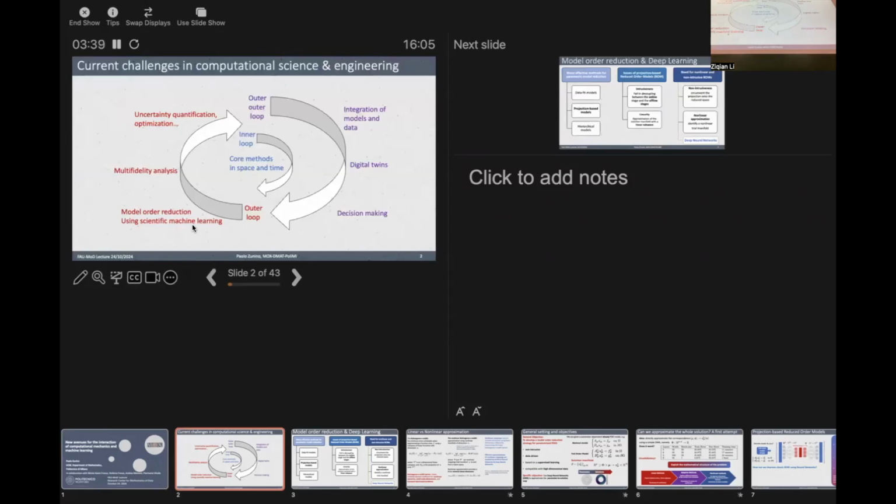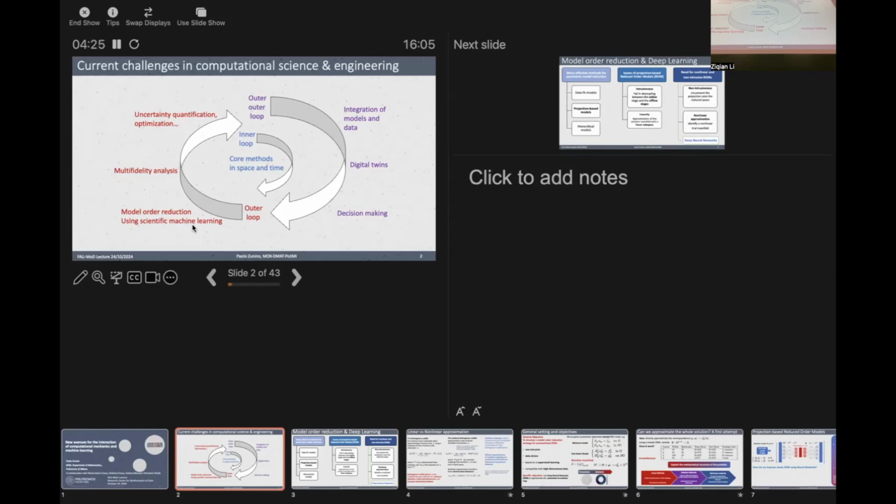Okay, so let me start with a sort of synthesis of the current challenges, or the current structure of computational science and engineering, which is a continuously expanding field of application of computational science to engineering fields. At the beginning and at the core of this science, there are the approximation methods in space and time, for example, ordinary and partial differential equations and numerical methods for their approximation. And about 50 years ago, that was it. That was the essence of computational science and engineering.